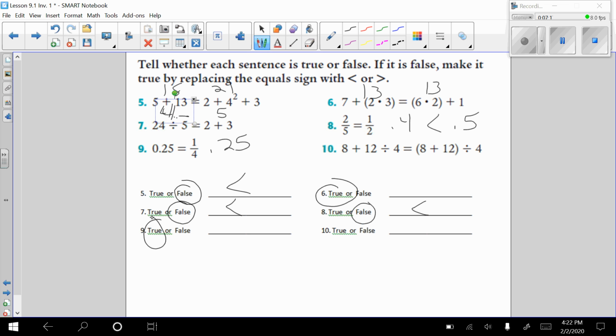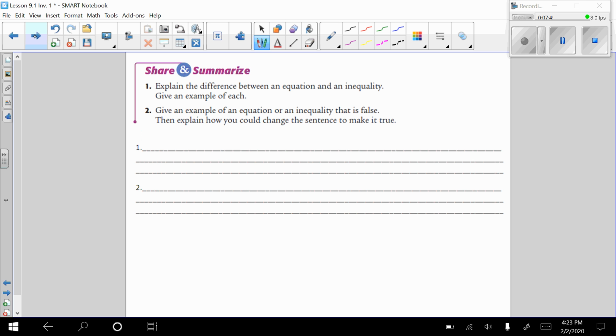8 plus 12 divided by 4 equals 8 plus 12 divided by 4. Well, we have to follow PEMDAS rules. 12 divided by 4 is 3, plus 8 would be 11. Now on the other side, still following PEMDAS rules, I would have to add 8 plus 12 first to get 20, and divide that by 4 is 5. So this is not a correct statement, so I would have to say this is false, and we know that 11 is greater than 5. I would have to change that.